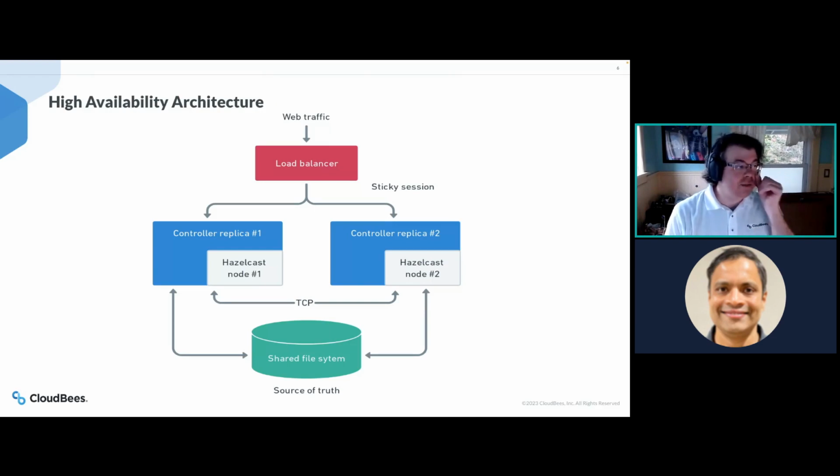So our high availability architecture covers web traffic coming in, hitting a load balancer, and getting a sticky session to a replica. We utilize Hazelcast to replicate state information and to help load balance jobs as they come in as well, and to keep things managed in that regard using the source of truth, which is that shared file system.